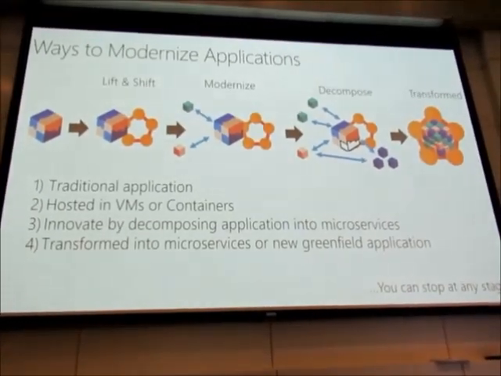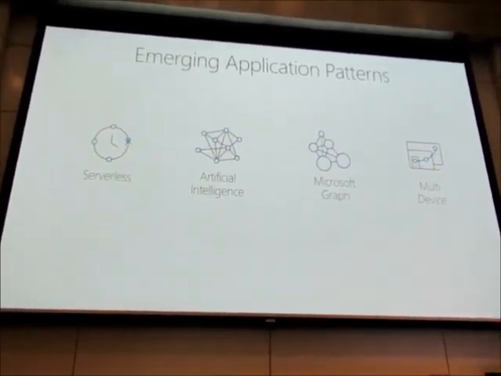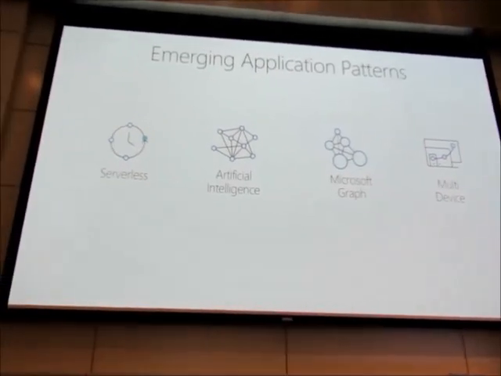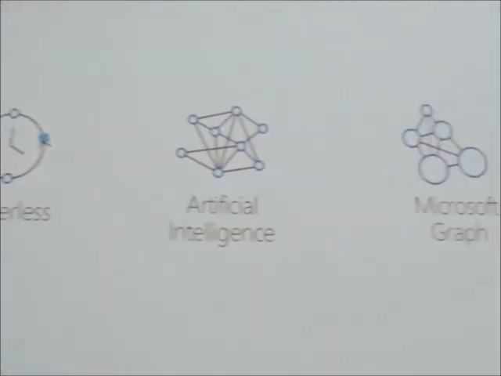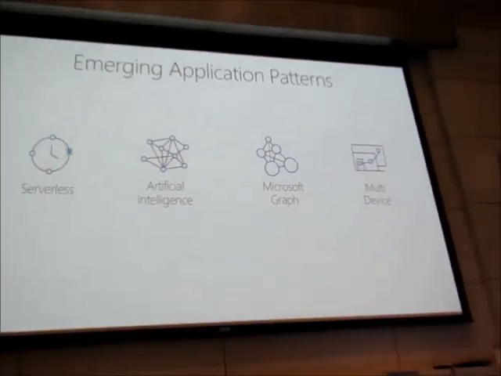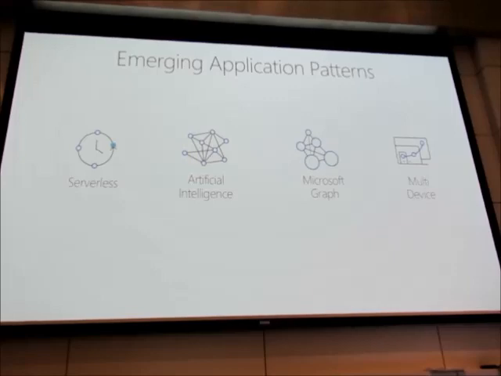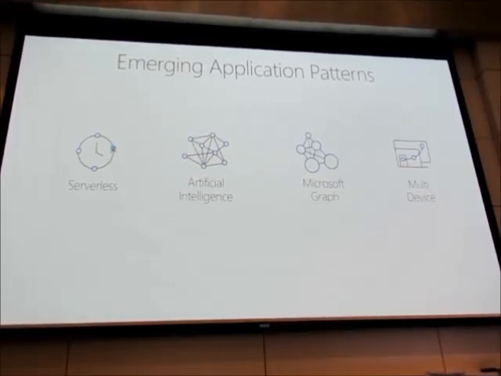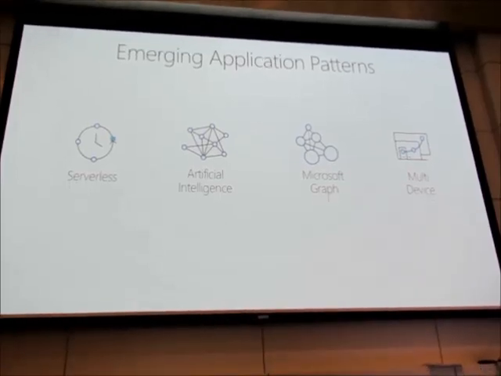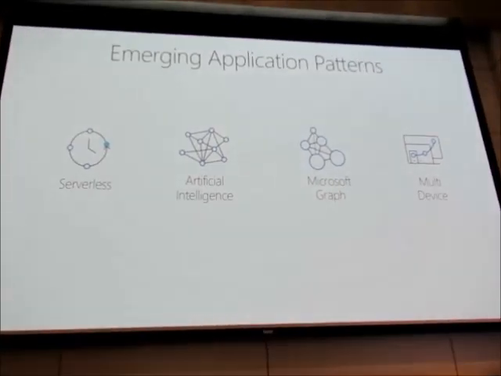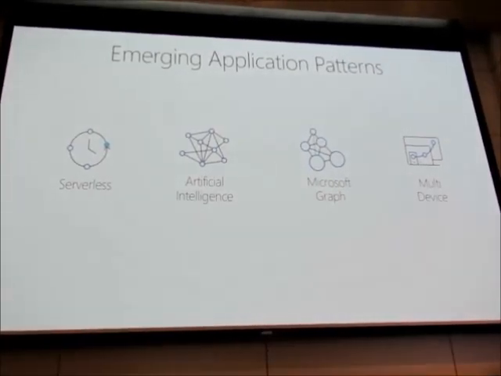Okay, let's move on. Some of the emerging application patterns. Earlier I spoke about serverless. That's one thing. And then next is artificial intelligence. Then you have Microsoft Graph, and also making sure that your application is supported across multiple devices. You have Android devices, iOS devices, Chromebooks, Surface laptops, and multiple other devices, your tablets as well. How do you make sure your application is displayed or working across all those device platforms? That's a very important aspect too.